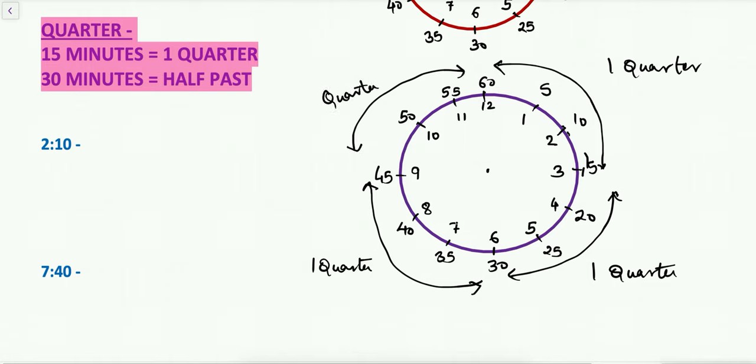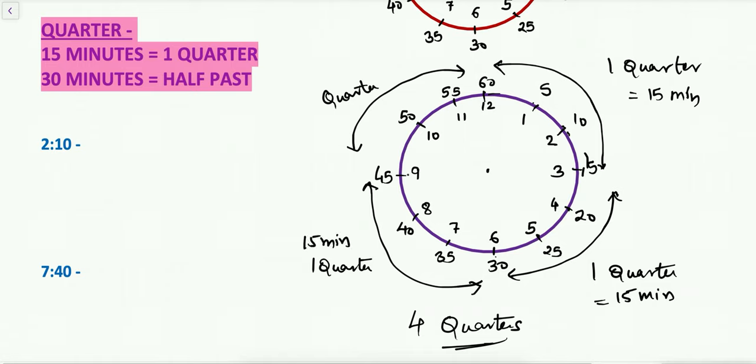So in total we have 4 quarters. 5, 10, 15 minutes is equal to 1 quarter, and here also 5, 10 and 15 is another quarter. From 30 to 35, 5, 10 and 15 is again 1 quarter, and from 9, at 45, 50, 55, 60, 15 minutes is again 1 quarter. So this is the concept of a quarter. In a clock, we have 4 quarters. 15 minutes is equal to 1 quarter. So how will we read the time here?